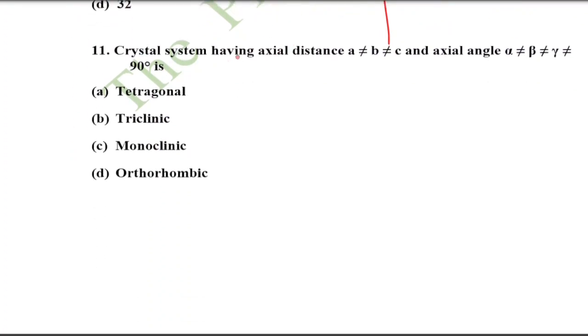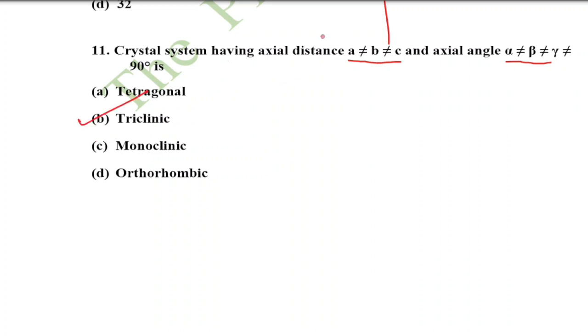Next, crystal system having axial distance a not equals to b not equals to c, and axial angle alpha not equal to beta not equal to gamma not equal to 90 degree. So this corresponds to triclinic. Okay. Similarly, you should remember for other 6 crystal system.